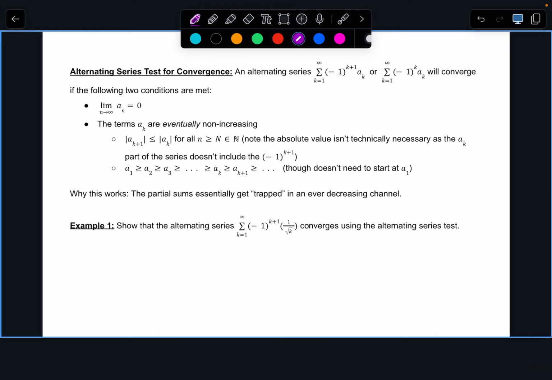So that brings us to what's called the alternating series test for convergence. So if we have some alternating series characterized by -1 or some alternating piece. Are telescoping series alternating or no? Because don't they have the negative positive thing?